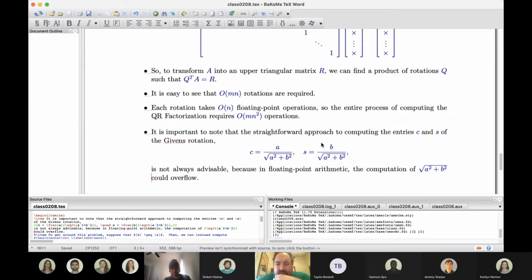Now, one difficulty here is that if we compute these entries as exactly as written, that could be a problem, like this entry right here, because let's suppose either A or B is extremely large, like close to the largest number you can represent. But then you square it. So now it's way too large. If it's too large to be represented, then A squared or B squared would be represented as infinity in the floating point number system. So the operation will fail.